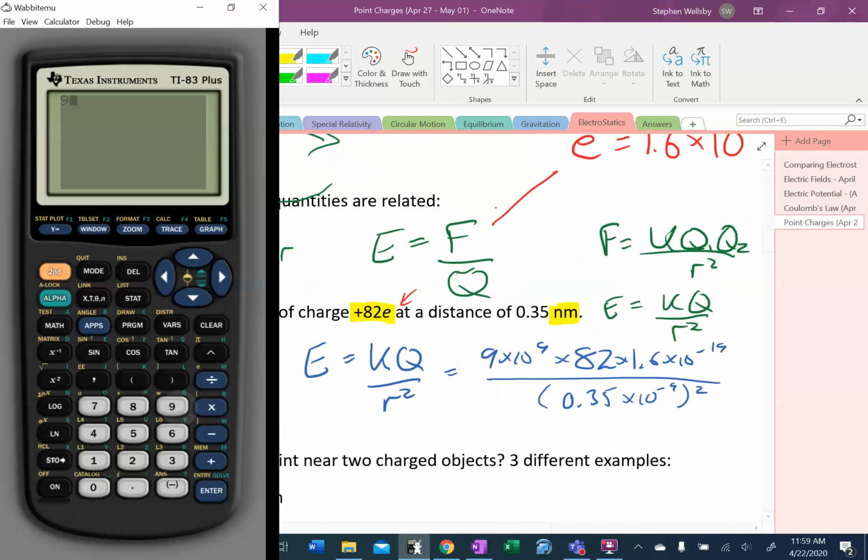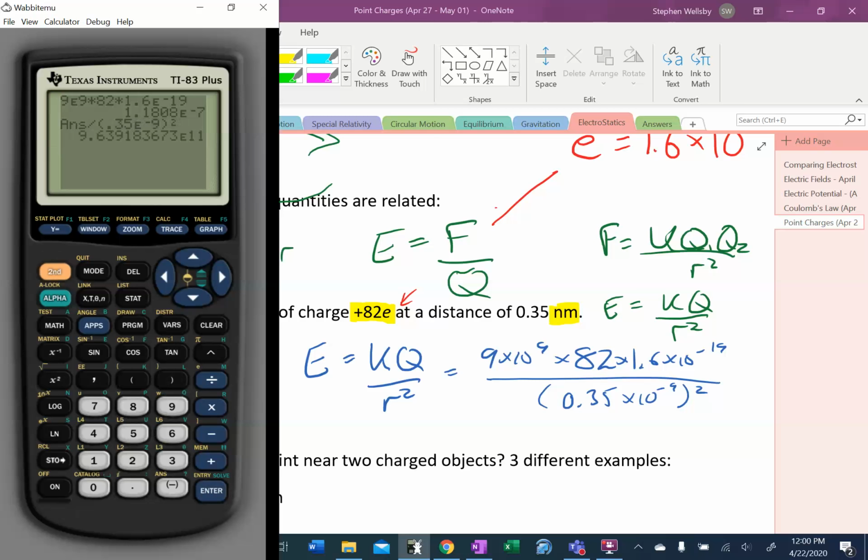And this is what we get from that. So 9 times 10 to the 9 multiplied by 82 times 1.6 times 10 to the minus 19, and I'm going to divide that by 0.35. We just put this in brackets: 0.35 times 10 to the minus 9 squared. And that's what we get.